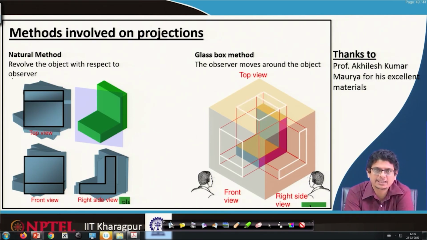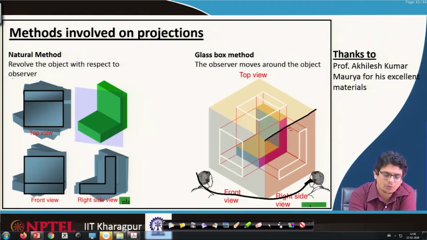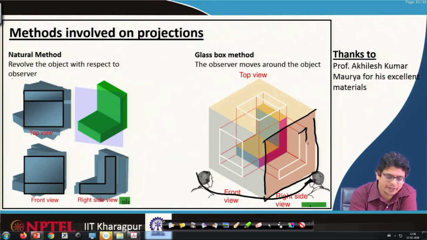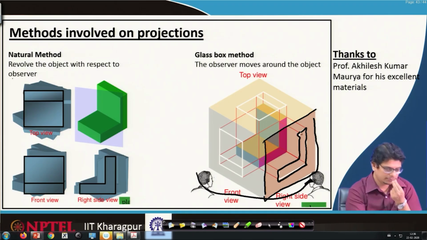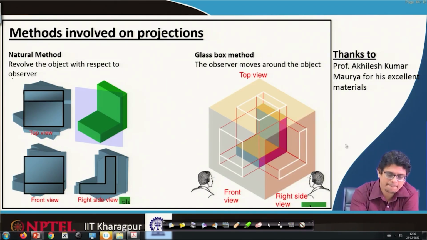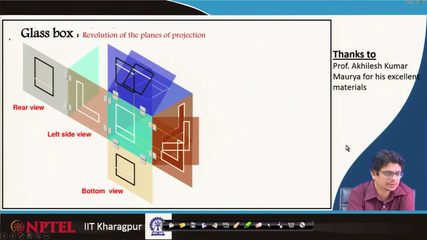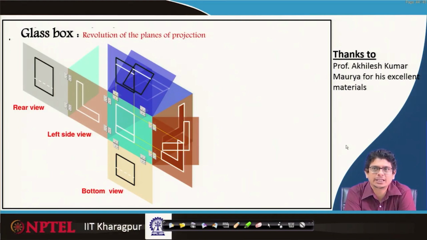And again for the right side view, he has to come to that direction, look on that plane, whatever is projected he is going to get. That is what we call the right side view. So, in the glass box method, we construct these views, project them onto the planes, then fold or rotate them, so that different views we will get.